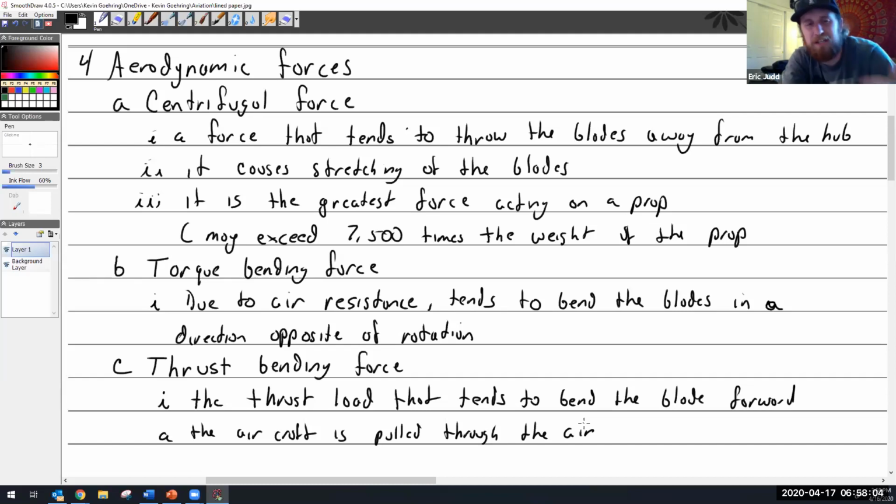Would there really even be a thrust bending force with the air because of the air coming at it, or is it more... Is it because there's low absolute pressure in front of the prop? Yeah, it's just pulling it forward, and it's pushing backwards, so that just pushes it forward. Okay, that makes sense.